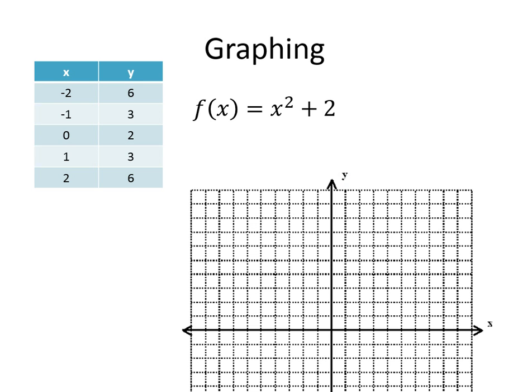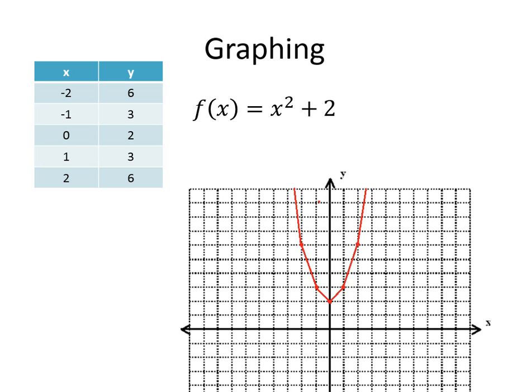And so then I plot those points. I plot negative 2, 6, negative 1, 3, and so on and so forth. And as you see, there would be my graph. Okay? And that's one way of doing it, is that you just start picking points.